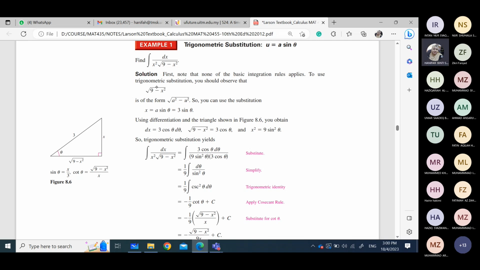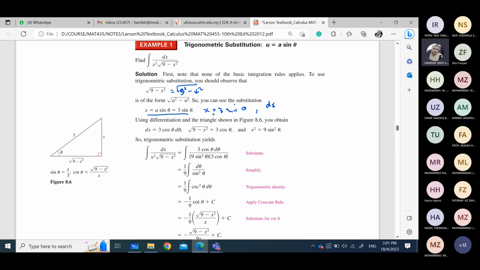Alright, so we have this radical. So this radical is equivalent with a squared minus 3 squared, 3 squared minus x squared. Okay, so dia gantikan x dengan a sin theta. x equals 3 sin theta. So bila you dah ada gantian x sama dengan 3 sin theta, so next step you need to differentiate, derivative respect to x.